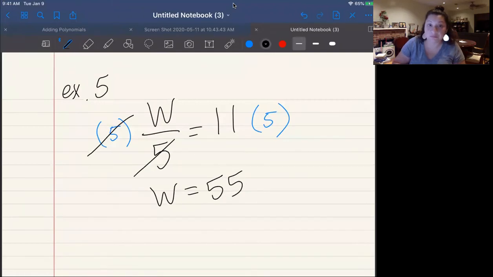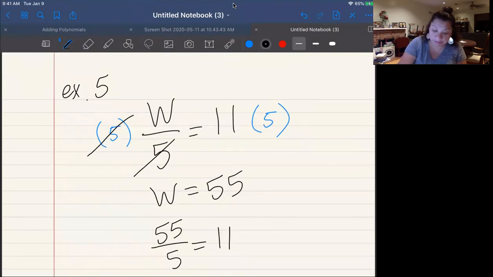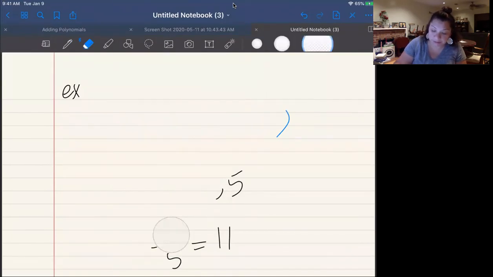All right? Plug in the 55 just to double check. 55 divided by 5 equals 11. All right? Yes? Good. All right. Should we do one more? Let's do one more. Why not? So let me clear this out. This is our last one.